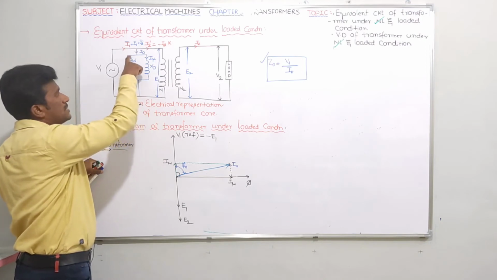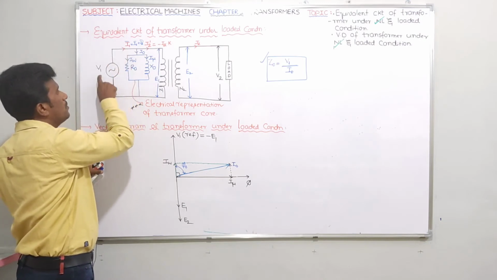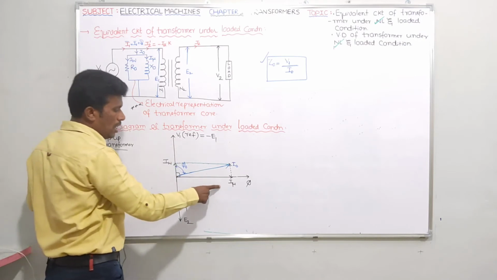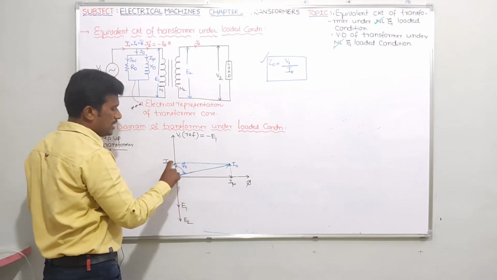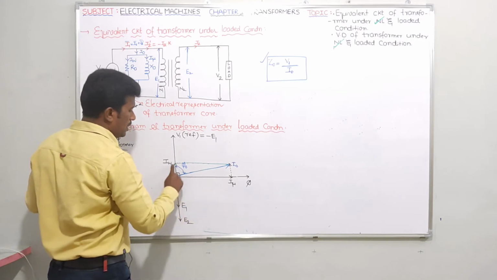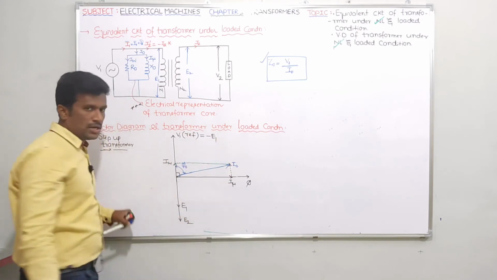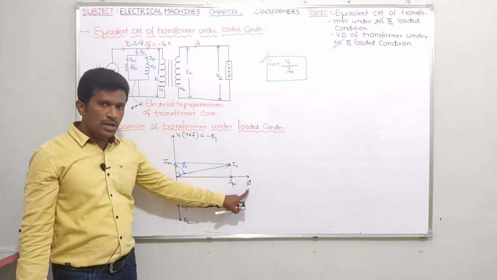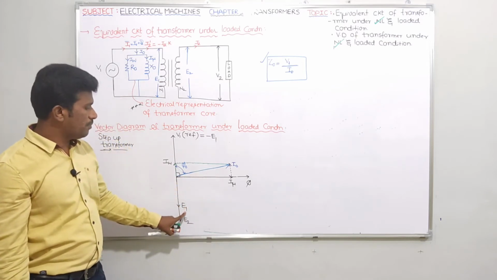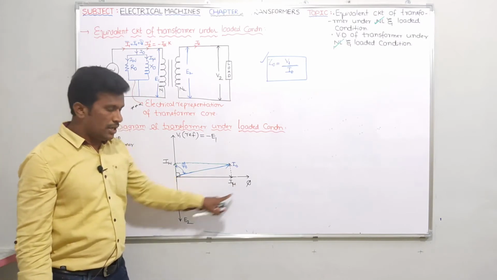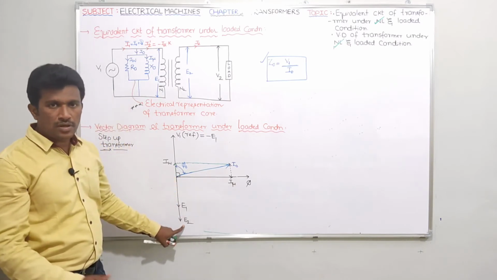This R0 branch is connected across V1. So IW and V1 will be in phase. So let me show IW in phase with V1. Among I mu and IW, I mu is more, whereas IW is less. Vector sum of I mu and IW gives you I0. Because of the flux phi, you will get induced EMF in the primary winding E1 because of Lenz law. Because of phi, you will get induced EMF in the secondary winding E2, once again because of Lenz law.